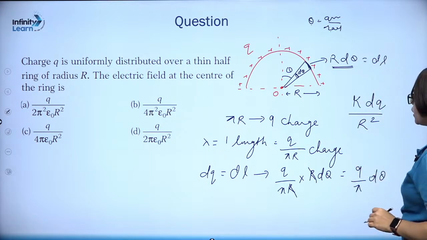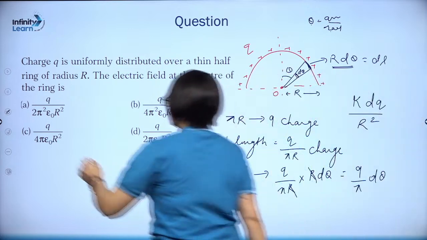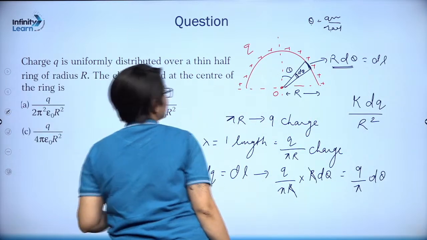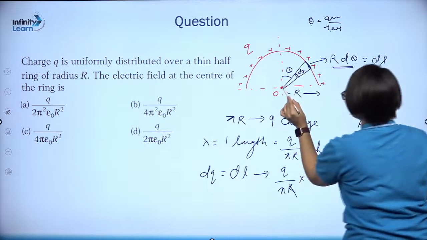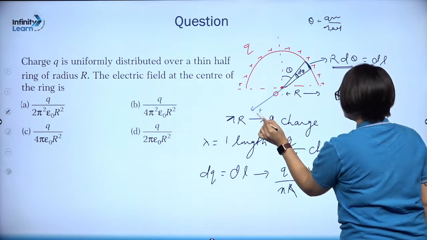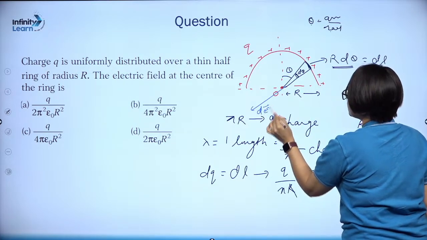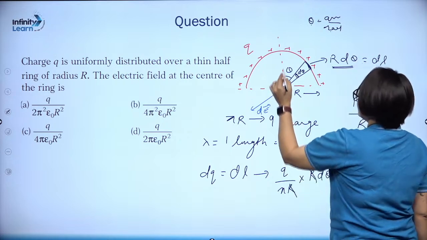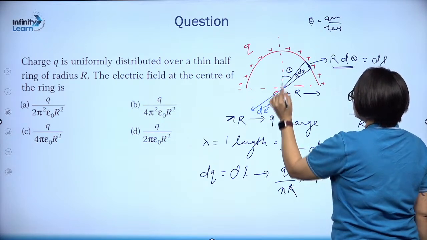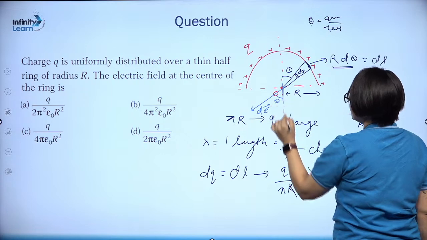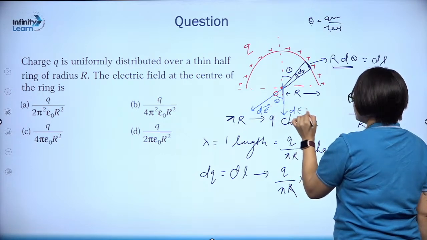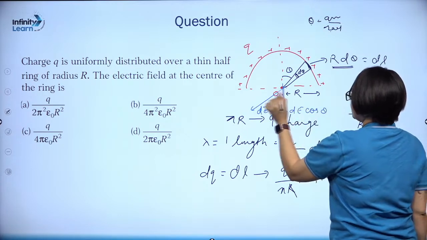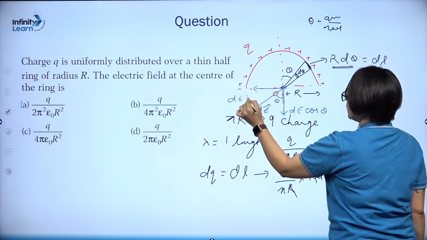Now over here what I'll do is I'll integrate it. Now let's find the direction of electric field due to this charge. It will be away from it. This electric field is very small, dE, right? Now if this angle is theta, then this is also theta. So this component of electric field is dE cos theta, and this component of electric field is dE sin theta.